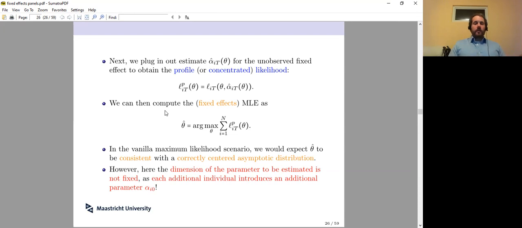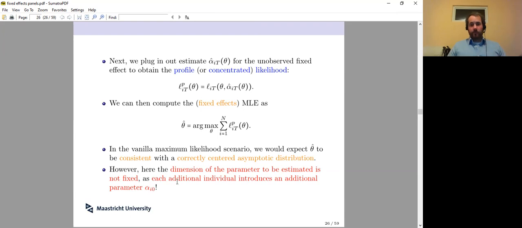Okay, now let's think again back to our discussion of maximum likelihood. What we learned is that maximum likelihood is consistent and it is correctly centered asymptotically with the normal distribution. And it was also efficient and it was wonderful. Now, here, unfortunately, we are not in the vanilla maximum likelihood scenario. So here, the dimension of the parameter to be estimated is not fixed. It's not p, it's not k. No, it increases with n.